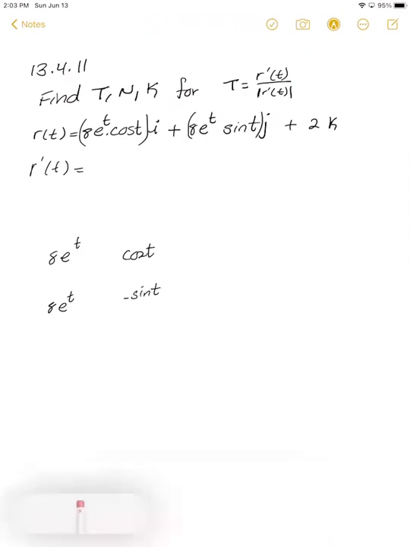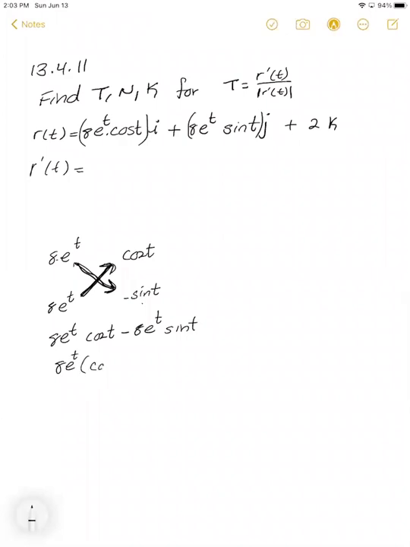Once we have found the derivatives, then we multiply these two plus these two. The order doesn't matter. We could go this way first plus this way second. So if I multiply, I get 8 e^t times cosine of t. Positive times negative is negative 8 e^t sine of t. Since they both have 8 e^t, I could just factor that. And that would be the derivative of this piece.